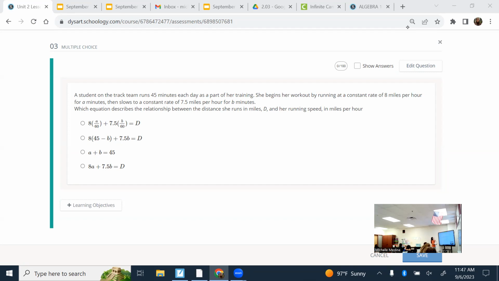So a student on the track team runs 45 minutes each day as part of her training. She begins her workout by running at a constant rate of 8 miles per hour for A minutes, then slows to a constant rate of 7.5 miles per hour for B minutes. Which equation describes the relationship between the distance she runs in miles, D, and her running speed in miles per hour? So normally, what do I usually tell you to look for first?